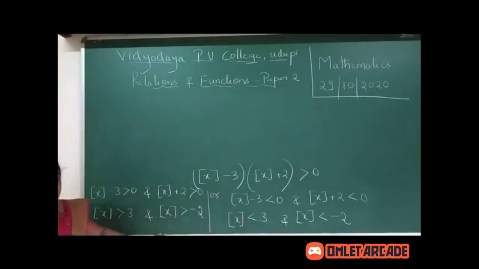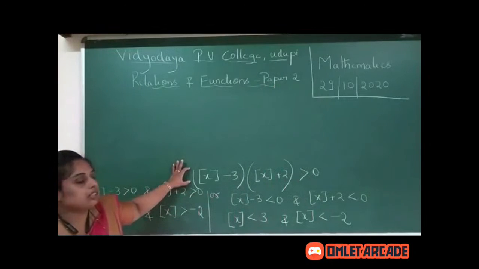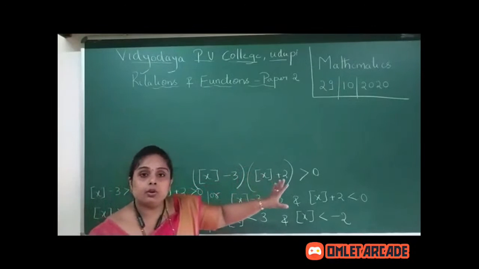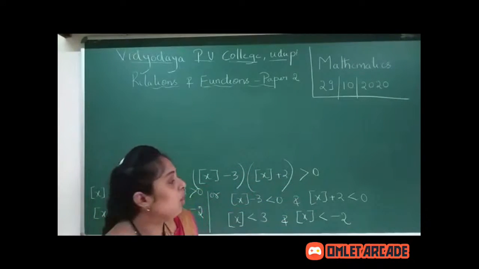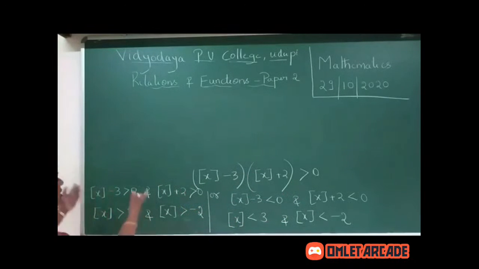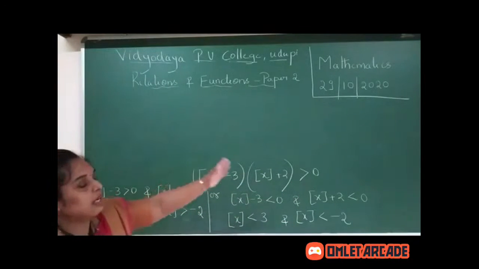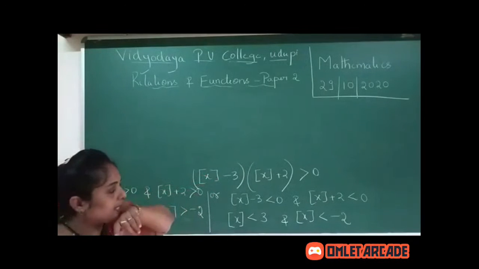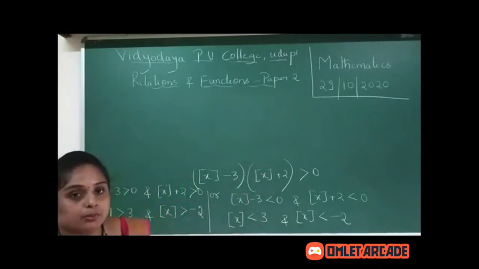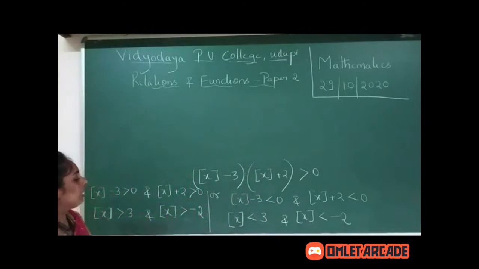I hope this is clear. This I got by factorizing. So I didn't get equal to 0, I got greater than 0. So I have written two cases. What are those two cases? A is positive, B is positive, then A into B is positive. Or A is negative, B is negative, then their product is positive. Two chances are there. Now let us draw the number line so that I can make out which is the common shaded region for this.